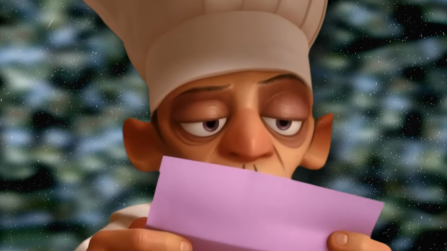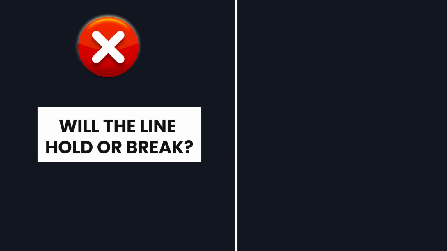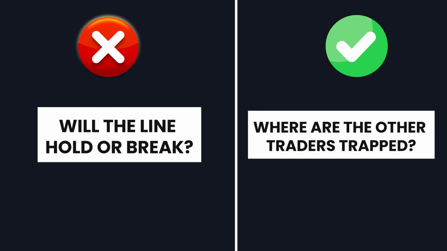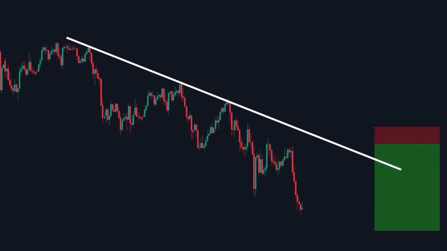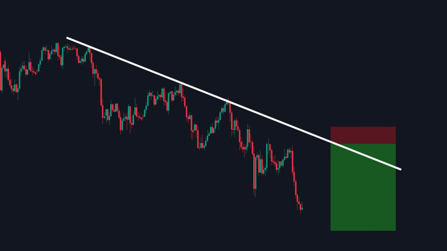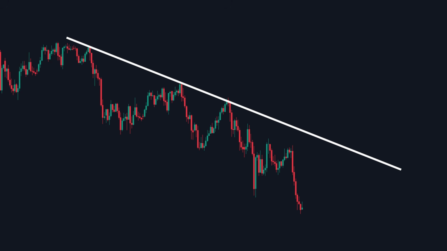And this is the mental shift that changes everything. Stop asking, will the line hold or break? And start asking, where are the other traders trapped? A trend line is a map of stop losses. Sellers park their stops just above a descending line. Breakout buyers pile in just above it too. That's a pool of orders sitting in one place, and pools of orders are magnets. The market is drawn through the line, fills all of that, and then goes back to doing what the structure said it was doing all along.